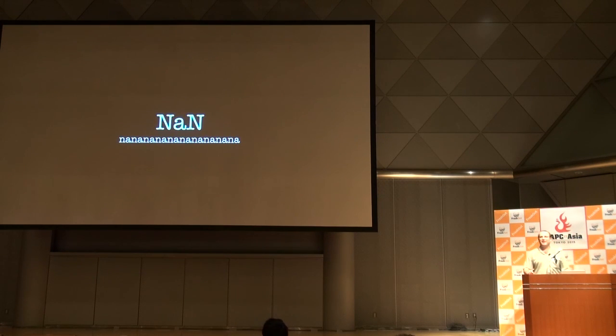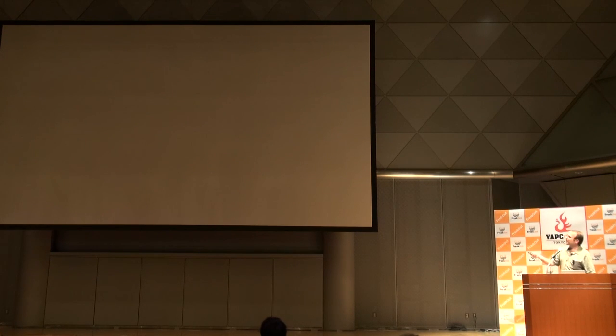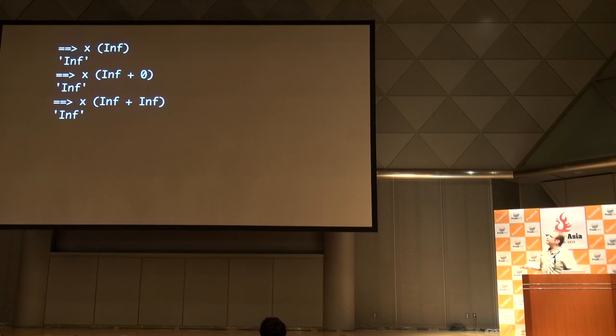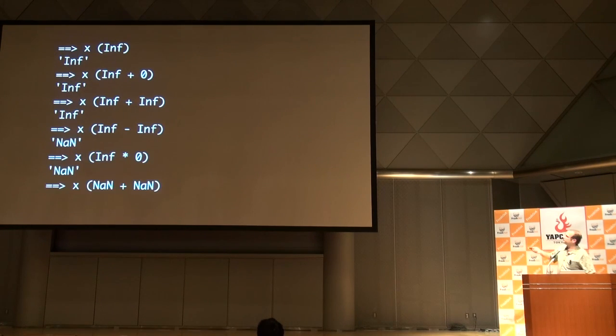NaNs. Those are cool, right? So, programs have infinity. You can do stuff with infinities. Sometimes infinities give you not numbers. That's great. And this all seems to make sense if you know what inf and nan are. Now, this is what you get on an old Perl on my computer. If you were using someone else's computer, you might get this.